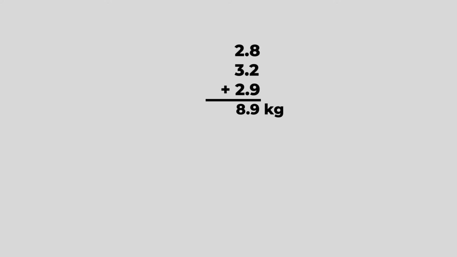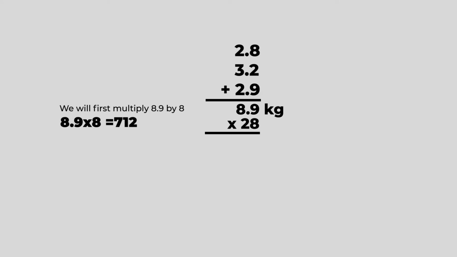8.9 has 1 decimal place, multiplied by 28, which is a whole number. We will first multiply 8.9 by 8. 8.9 times 8 is equal to 712. Then we will multiply 8.9 by 2. 8.9 times 2 is equal to 178.